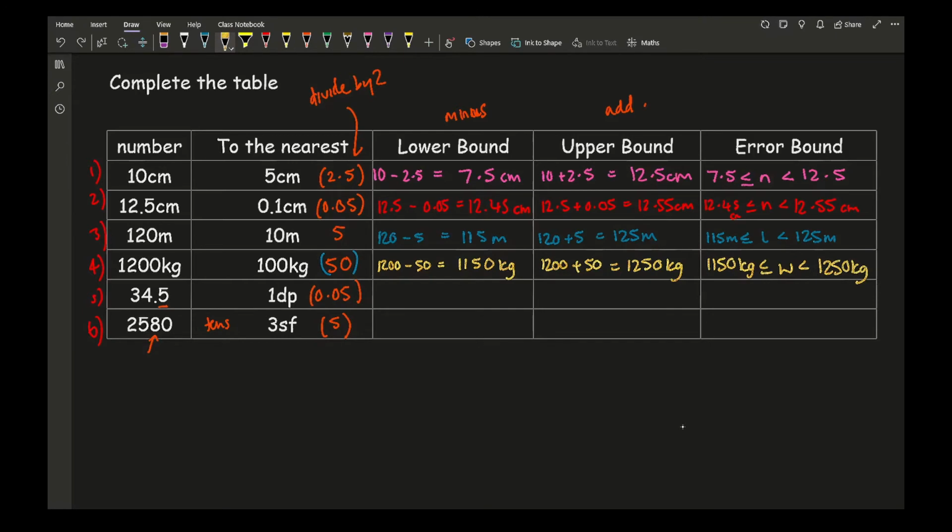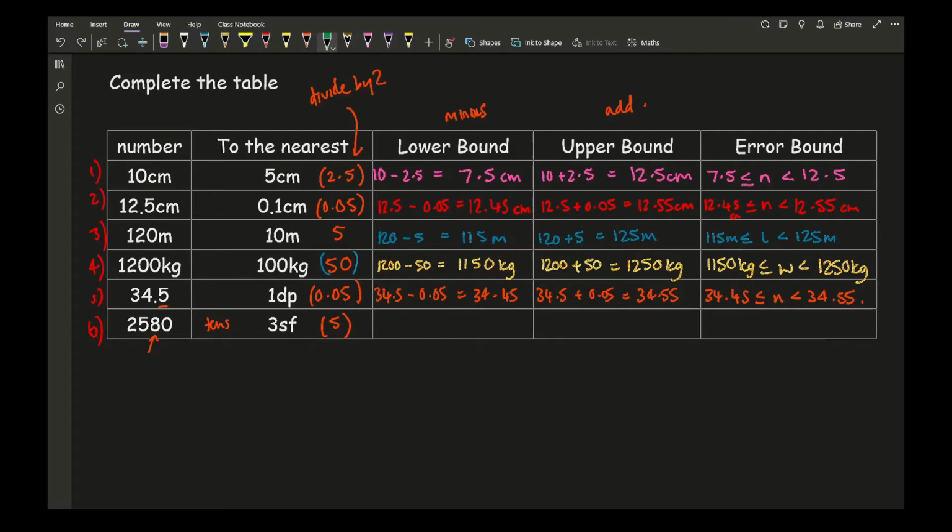And then moving on to question 5, again I'm going to add and subtract 0.05. Let's go for orange. So I've got 34.5 minus 0.05, which equals 34.45. And then I'm going to have 34.5 plus 0.05, which equals 34.55. So my error bound is going to be 34.45. And I don't know what we're measuring, so let's call it N. And we've got 34.55.